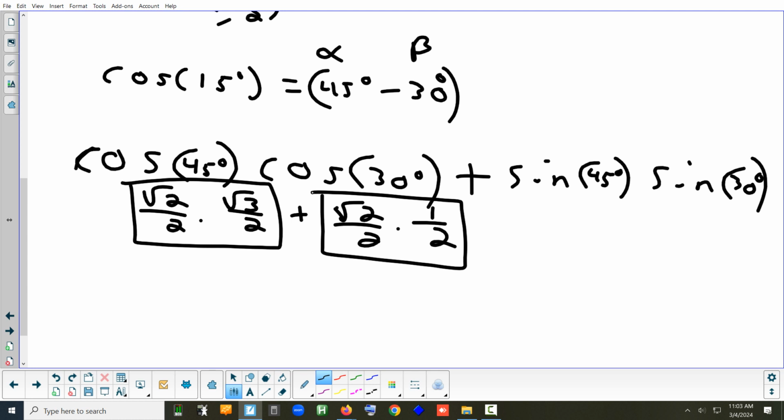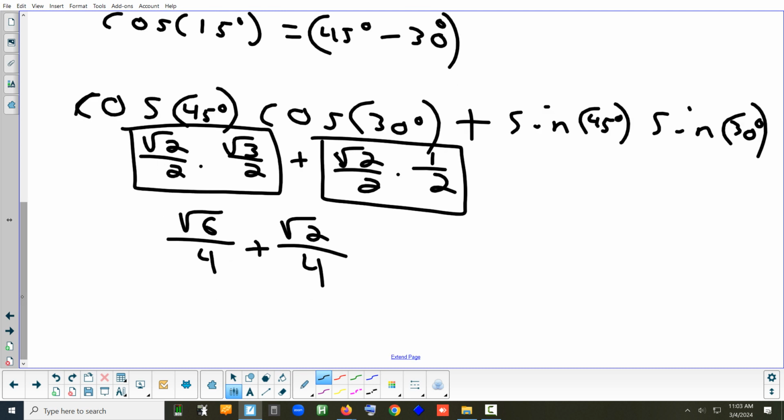Square root of 2 times the square root of 3, we can put that together as the square root of just one number. 6. Square root of 6. And then do the bottom. 2 times 2, 4. And now here, what's the square root of 2 times 1? Square root of 2. So we get square root of 2. And then 2 times 2, 4.